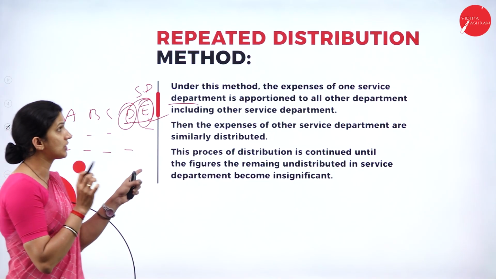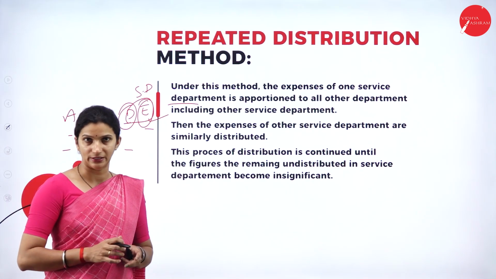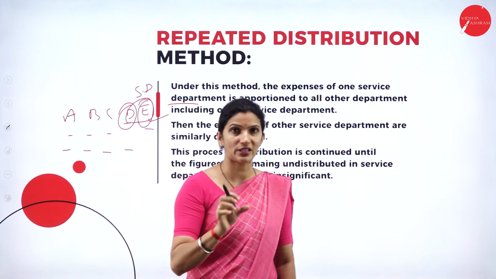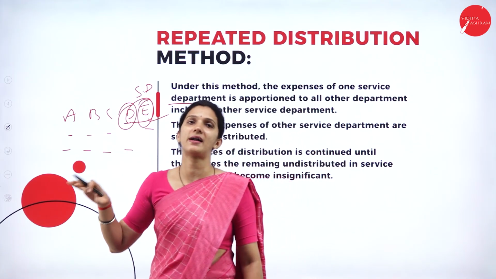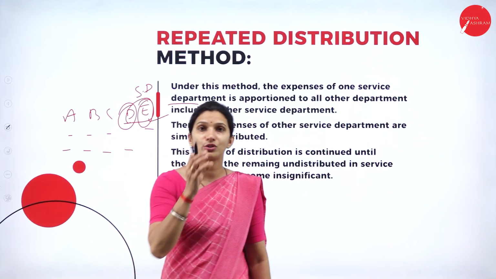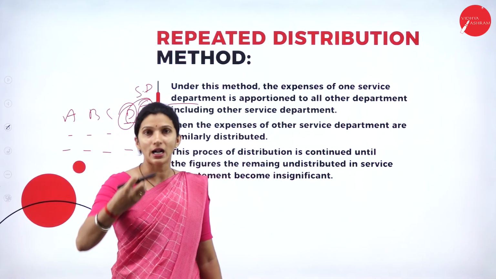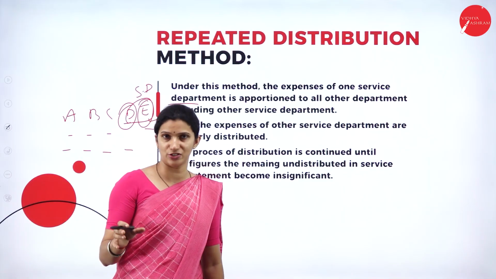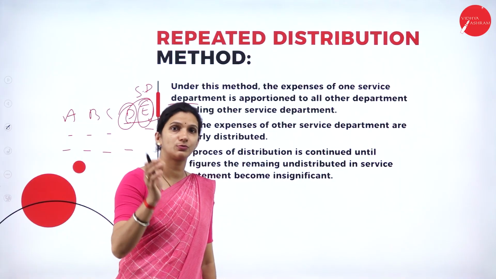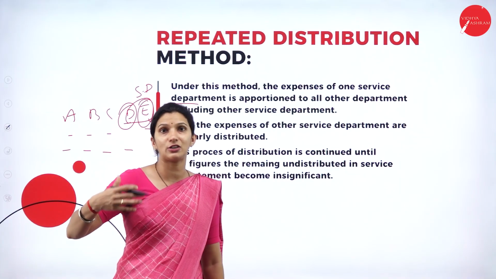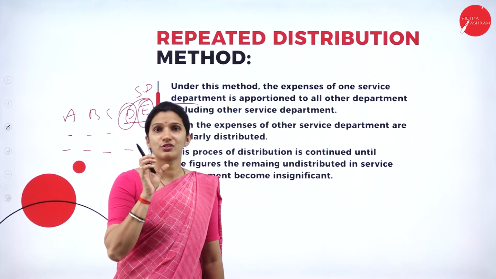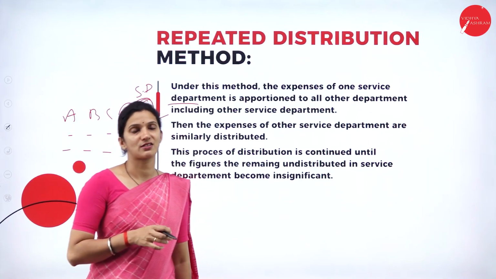So that is what we call the repeated distribution method. Under this, we take one service department's overhead and allocate it to all the departments, including the production departments as well as the other service department. This process continues until the value becomes negligible, maybe below 10. When we get a value below 10, where we cannot apportion further, we stop the process. That method is called the repeated distribution method.